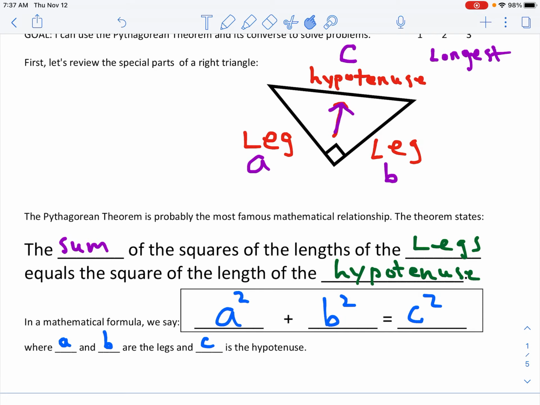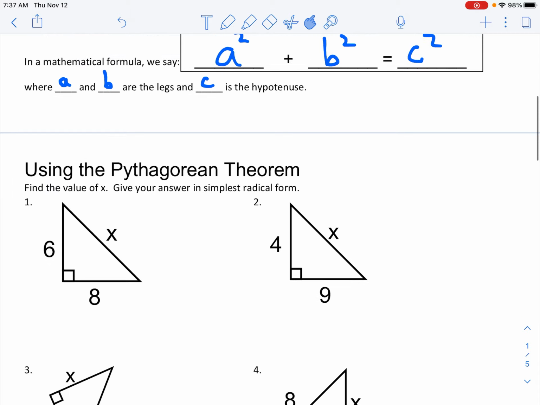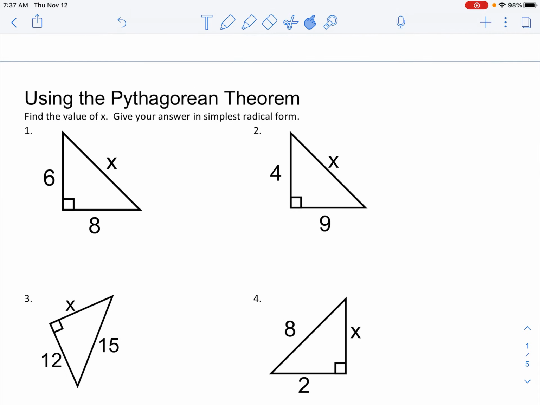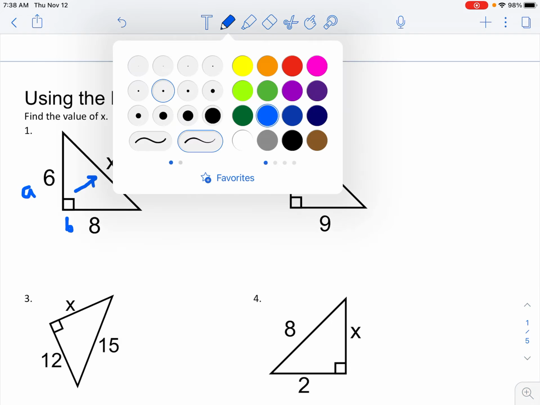Let's do some problems with the Pythagorean theorem. Find the value of x. We're not going to go simple radical form. We are going to go with decimal unless it's a perfect square, and then we're going to have to solve it. You'll notice right here that first I'm going to label my side C. It's across from the 90. It's the hypotenuse, which means my other two sides are A and B. Doesn't matter, as long as I have C correct.